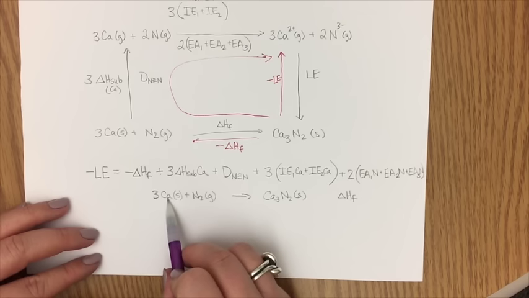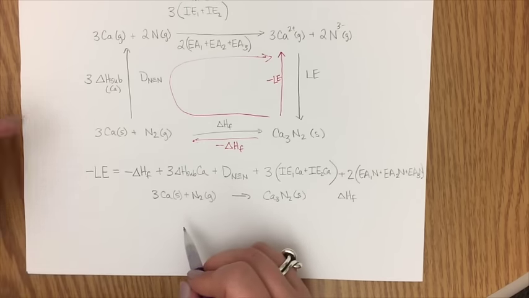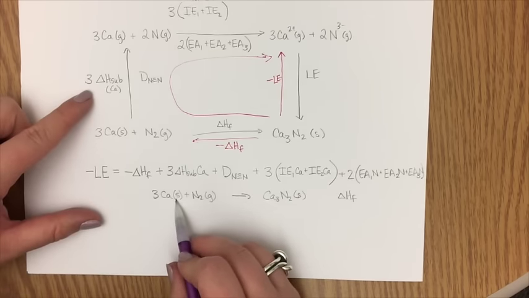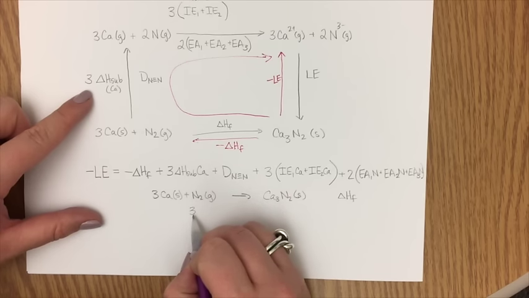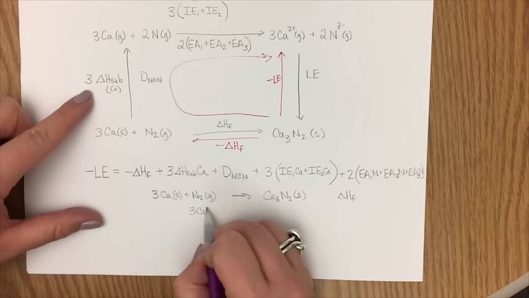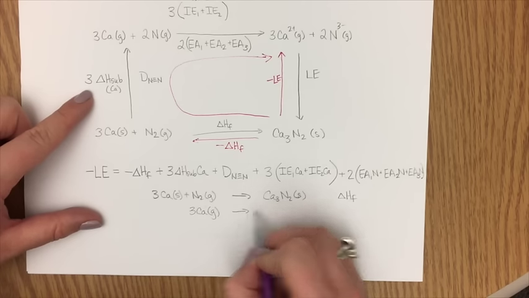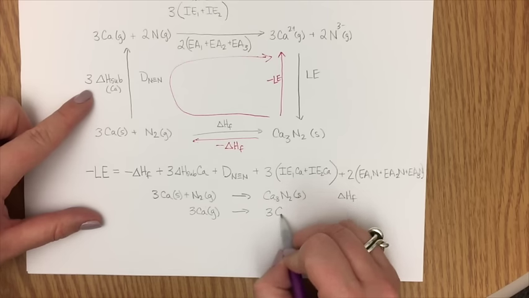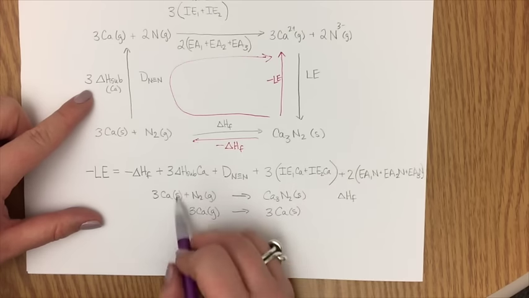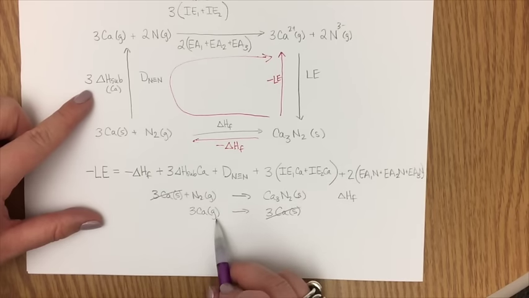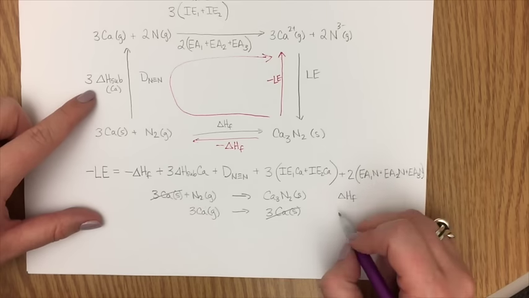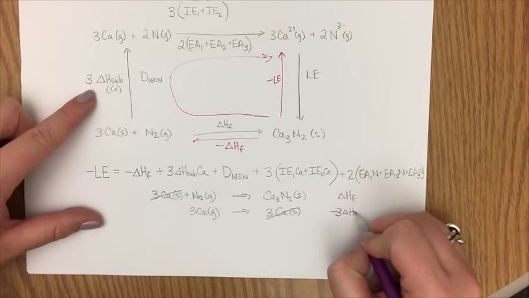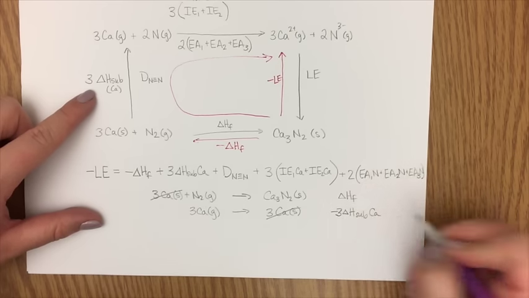So how do we take these now and turn them into ions? We just do all of these things that we just did. My 3 calcium atoms that I want to have, that's going to cancel out my 3 calcium solids, right? So I'll have 3 calcium atoms, gaseous atoms, and this is going to be -3 times the delta H of sublimation for calcium.